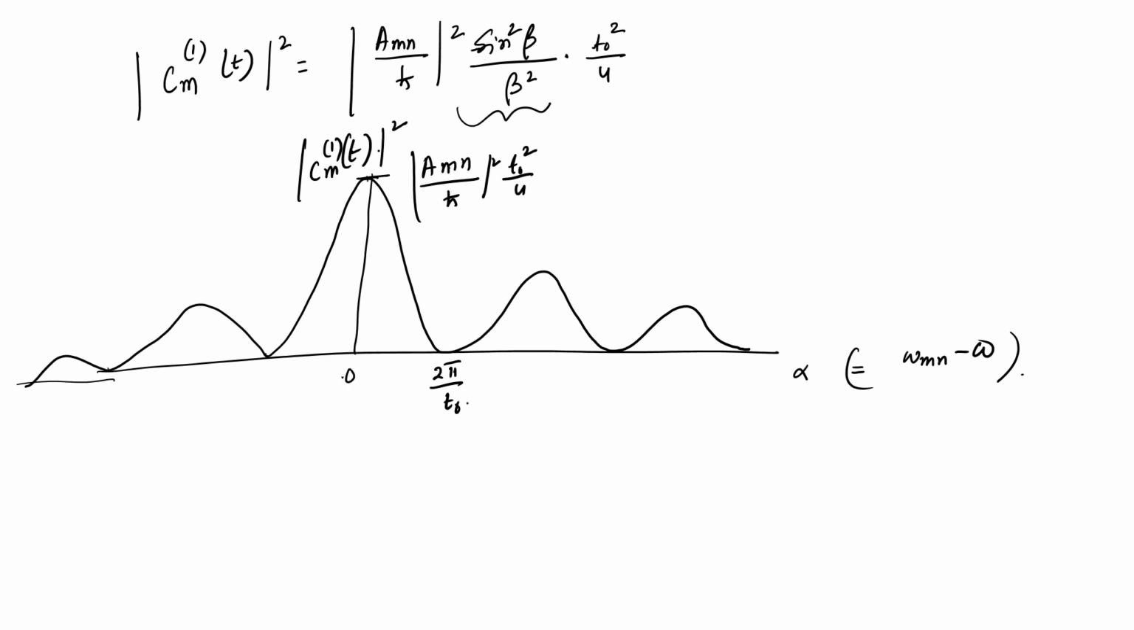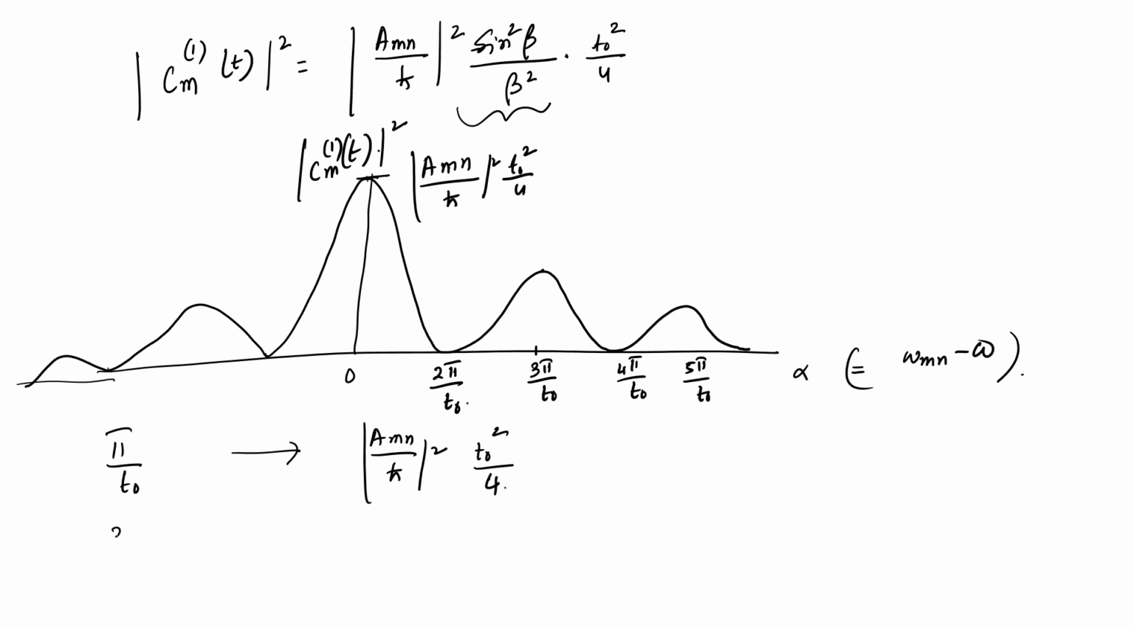So, this is alpha equal to 0, and this will happen at, this is like, 3 pi over T 0, and we have 4 pi over T 0, and symmetrically on the other side as well, and all these are like 5 pi over T 0. This is in terms of alpha. So, pi over T 0 corresponds to a value which is A mn by h cross square, and T 0 square over 4, sorry, not pi square, that is 4.